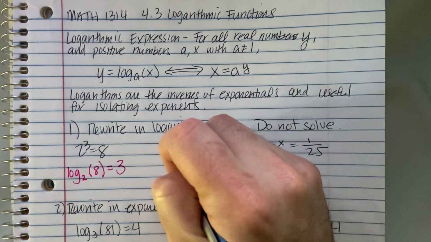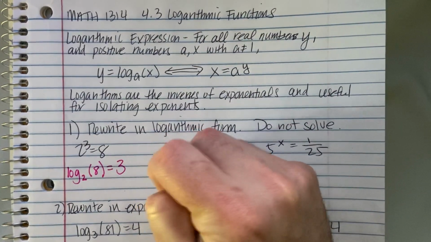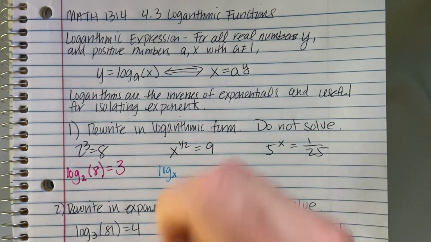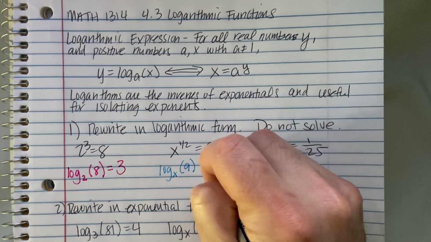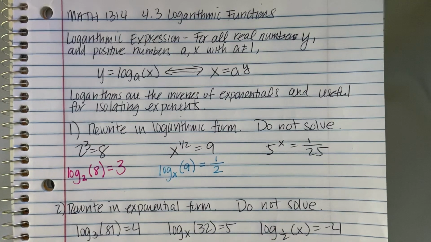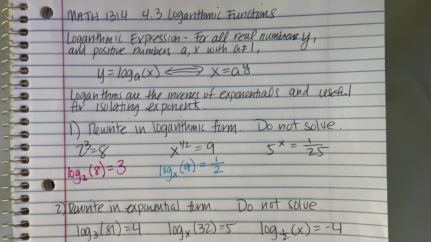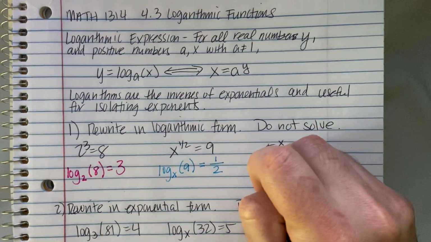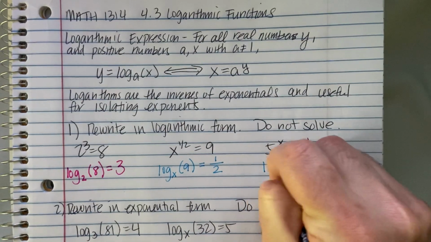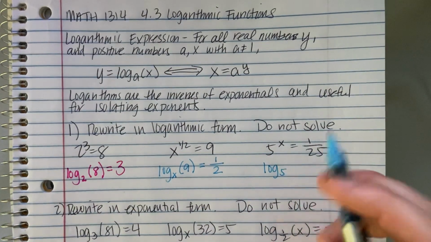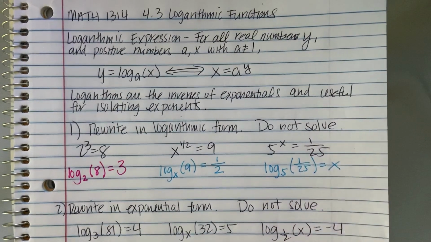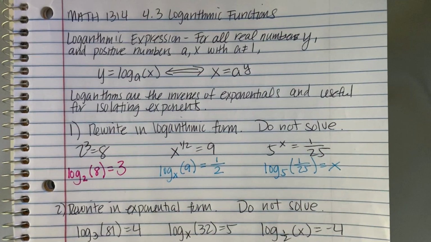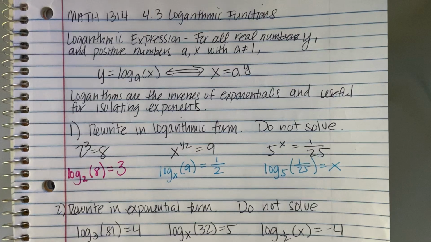Let's try again. x is our base, so x becomes our base. Log base x, 9 inside the logarithm, and 1/2 is the exponent, so it gets isolated. Lastly, 5 to the x equals 1/25. Log base 5, the base again becomes the base, of 1/25 equals x. These should be free and easy questions.